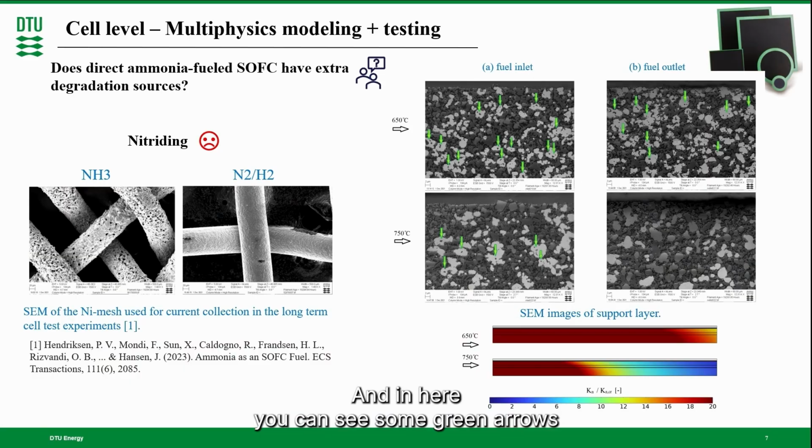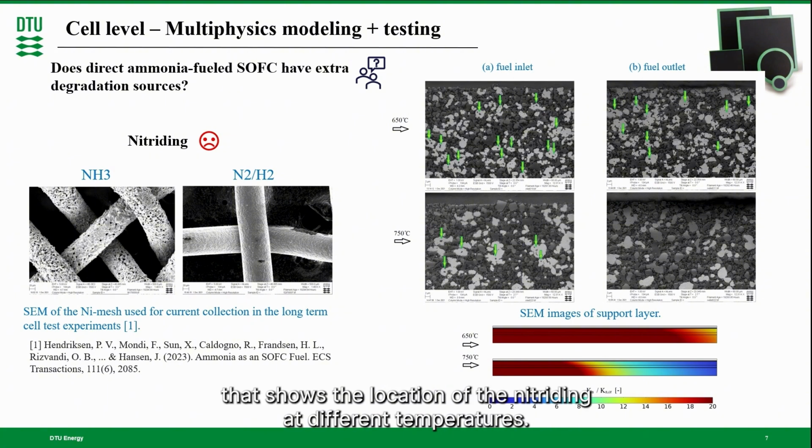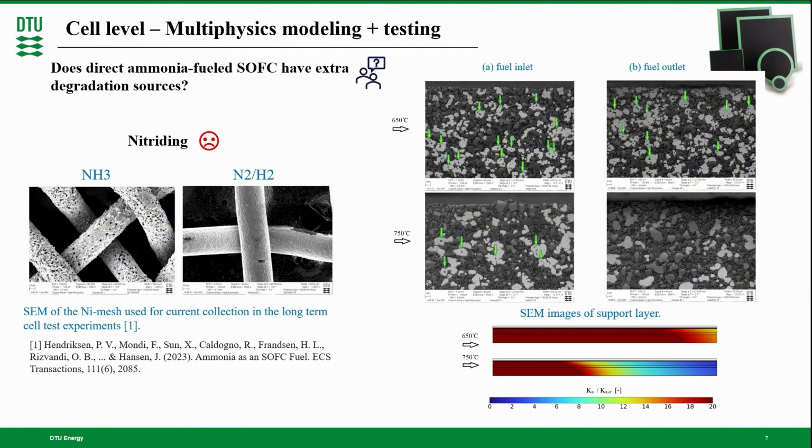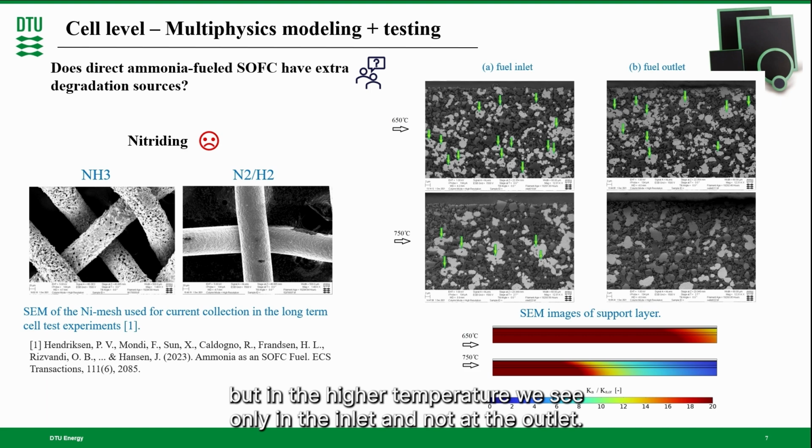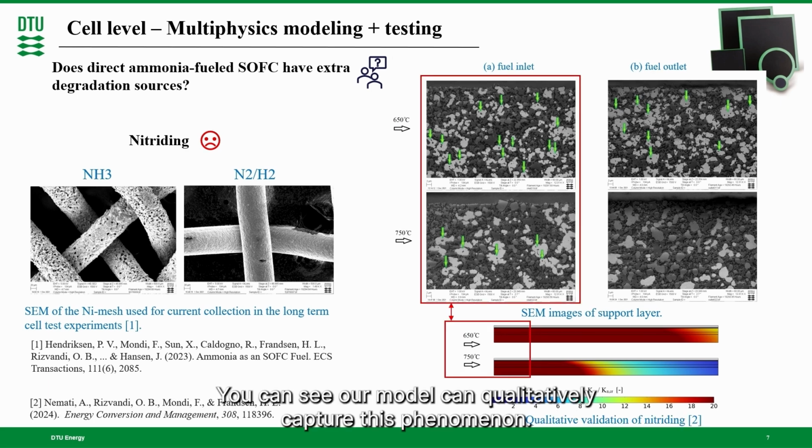So we try to model this phenomenon at the cell level, and here you can see some green arrows that show the location of the nitriding at different temperatures. As you can see, at low temperature it's really problematic. We have this nitriding at the fuel inlet and at the outlet. But at higher temperature, we see it only at the inlet and not at the outlet. You can see our model can qualitatively capture this phenomenon.